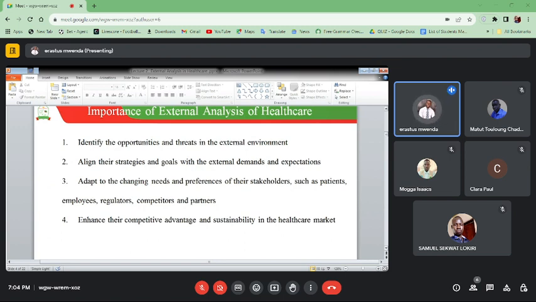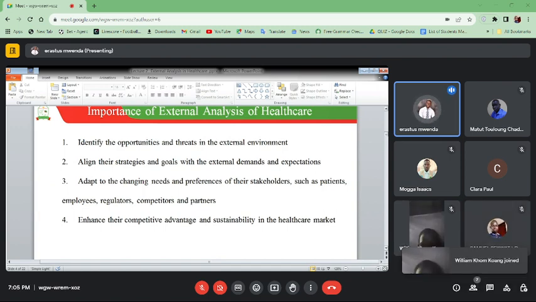Now, why do we need, as healthcare organizations, to do external analysis? Or why do we need to study the external environment of healthcare? Number one, we want to be able to identify the opportunities and threats in the external environment. We are going to be seeing the tools and methods that we use. Through the use of those methods, for example, for point number one, we could relate it to what we call SWOT analysis, where we have the strengths, the weaknesses, the opportunities, and the threats. So once we do external environmental analysis, we could be able to identify the opportunities that lie ahead of us as a healthcare organization.